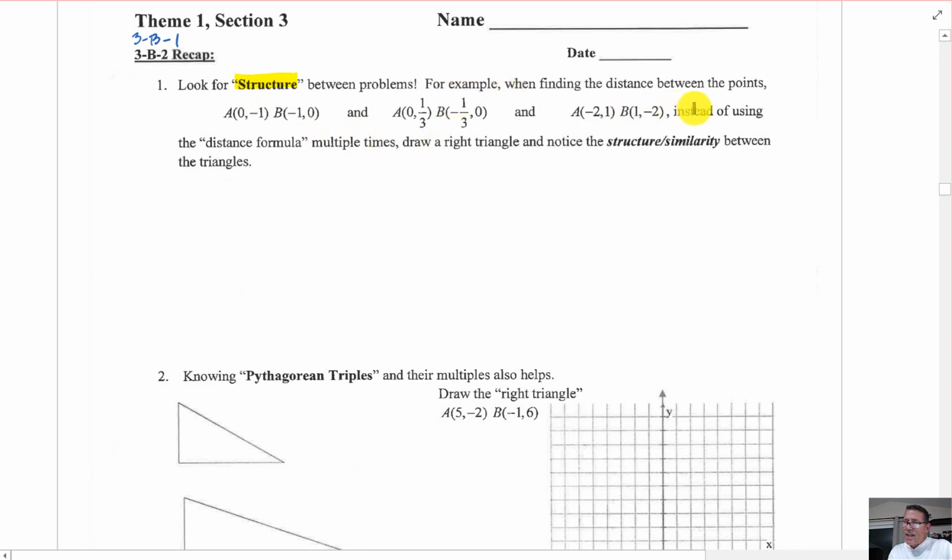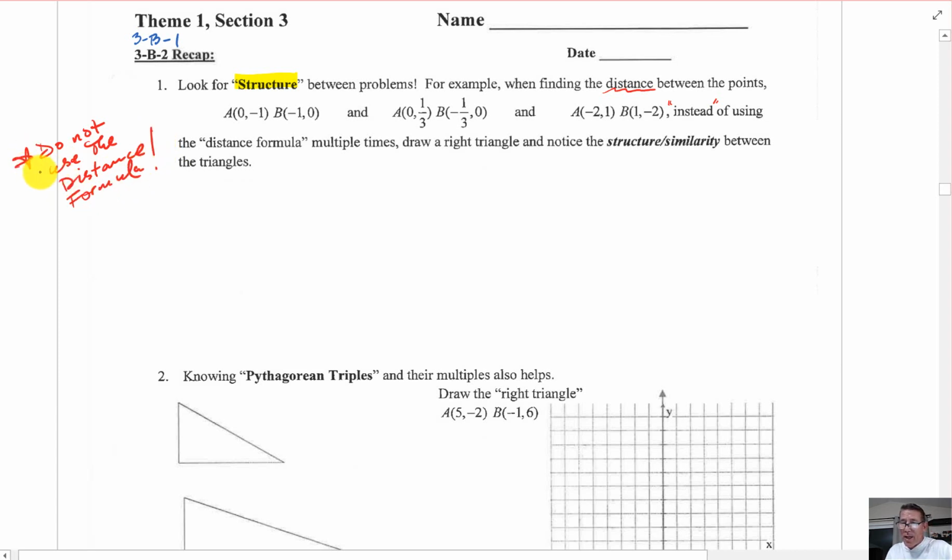So, for example, when finding the distance between the points, read with me. Finding the distance between the points A and B, instead of using the distance formula multiple times, we're going to draw the right triangles and notice the structure and similarity between them. So we're not going to use the distance formula. Do not use the distance formula right now, because I want you to see something else. So work with me. Don't work ahead. Just make a little note.